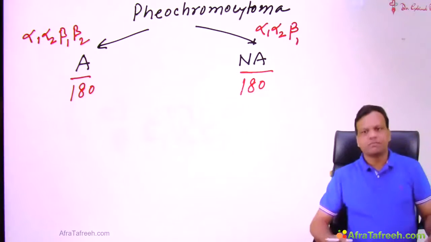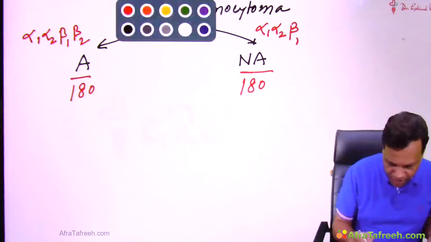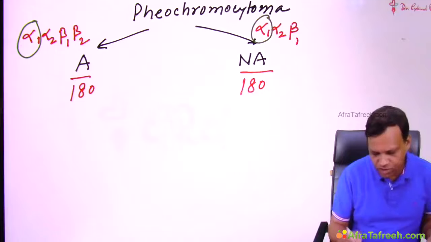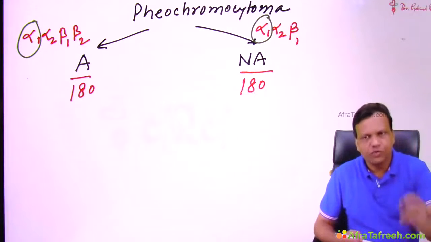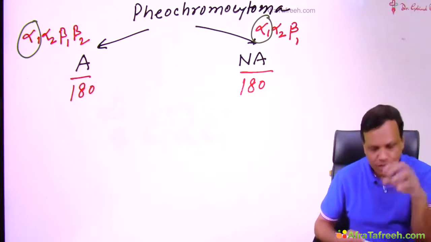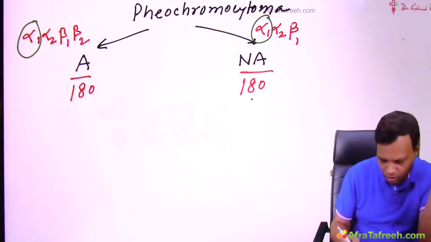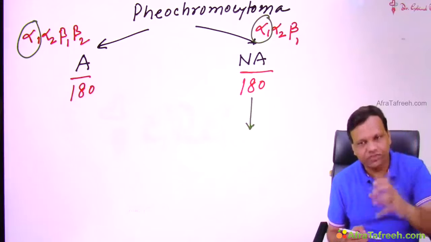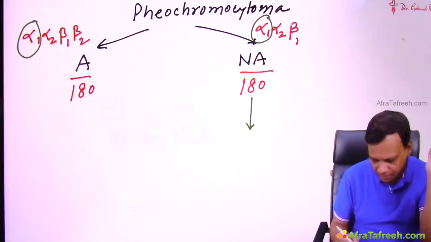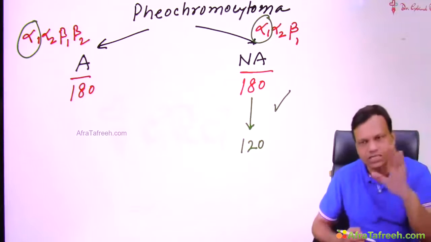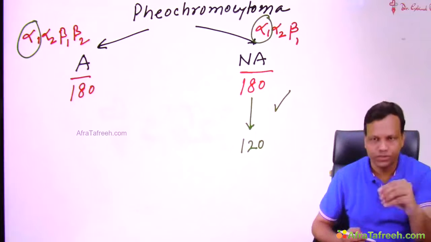In both cases the BP is high, and we know the predominant reason why BP is high is stimulation of the alpha-1 receptor. It causes vasoconstriction, BP increases. So we will tend to block the alpha-1 receptor, so the BP should decrease. If we give an alpha blocker to a noradrenaline-producing tumor, it will block the extra vasoconstriction caused by alpha-1, and blood pressure will come back to normal, around 120. So there is no problem. We can use alpha-1 blockers in noradrenaline-producing tumors.